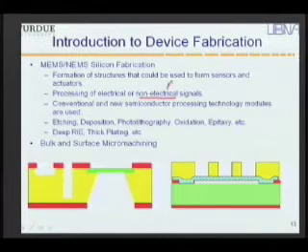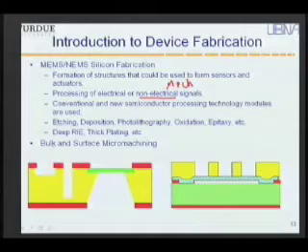Conventional and new semiconductor processing technology modules are used, such as etching, deposition, photolithography, oxidation, epitaxy, and some specialized MEMS modules like deep RIE, thick plating, etc. Typically, you divide up this MEMS fabrication into two areas called bulk micromachining and surface micromachining.